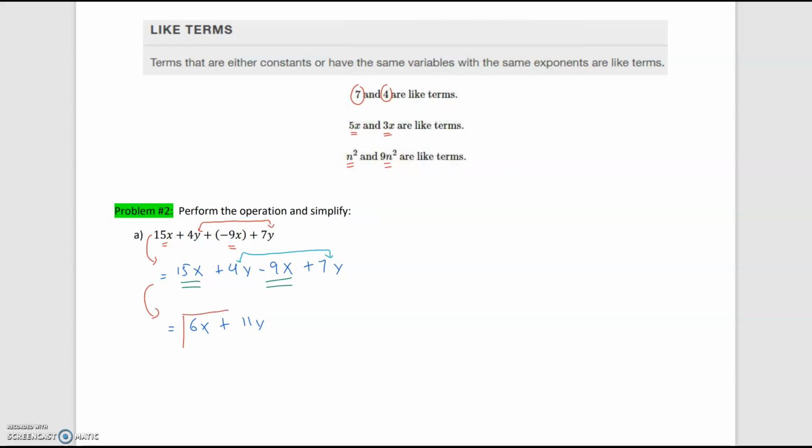We're not able to combine any other values further because technically the x's and the y's are not like terms. So that's it for problem A.